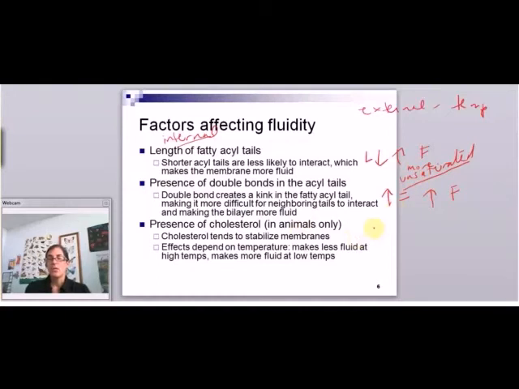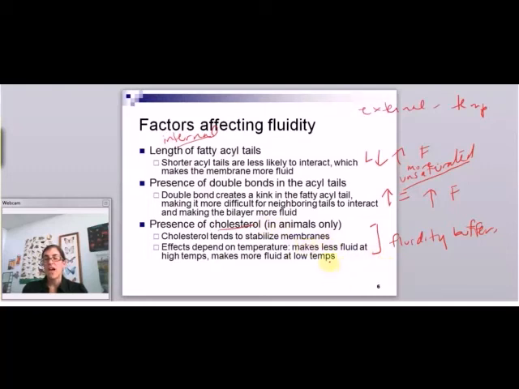And then the third one here, and this only applies to animals, is cholesterol. Cholesterol is like a fluidity buffer. I know that you all have a bad opinion of cholesterol, but this is a really important role for cholesterol in our membranes. That's normal, physiological, and we need some of it all the time, because it stabilizes our membranes.